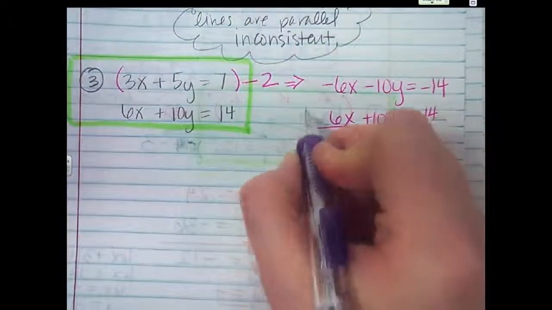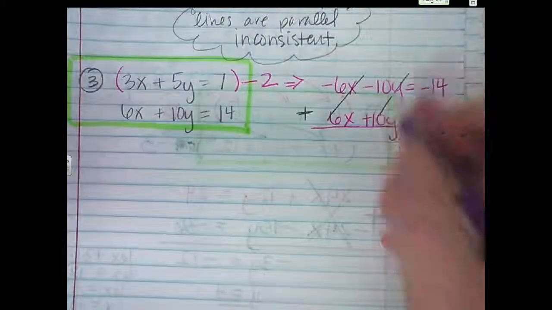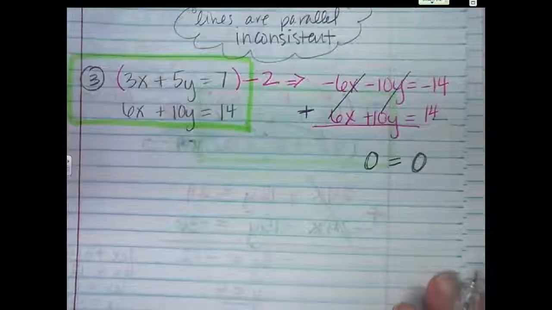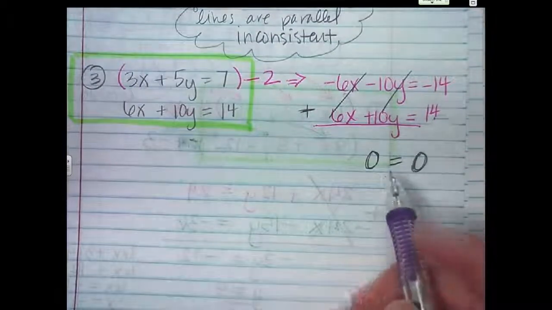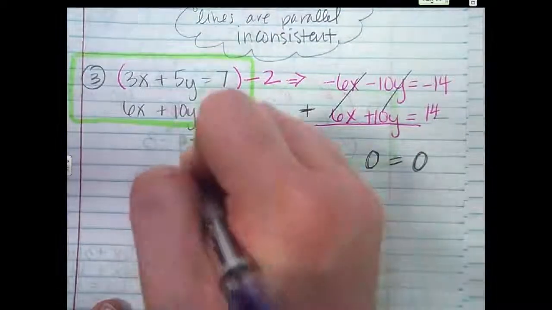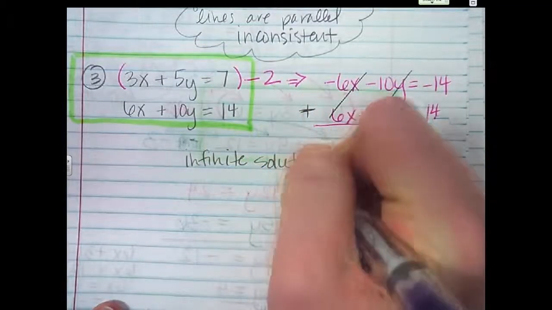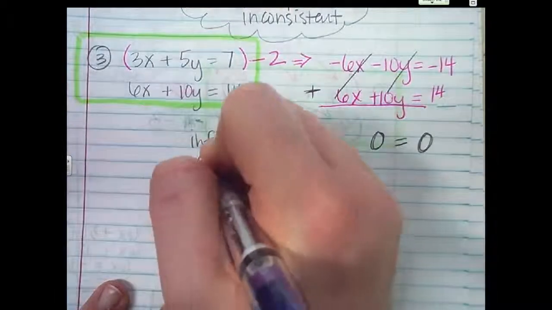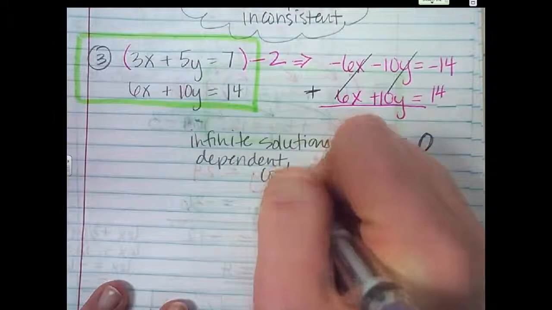So when you add down, these cancel, you get 0 on the left, and you get 0 on the right. Doesn't matter what you say. What does that mean about the lines? They're the same. Remember we said infinite solutions. What's our system called? Dependent, consistent.